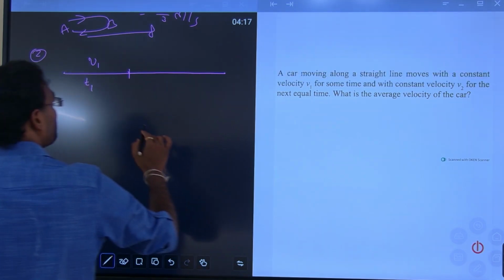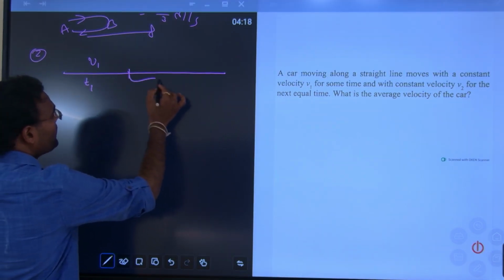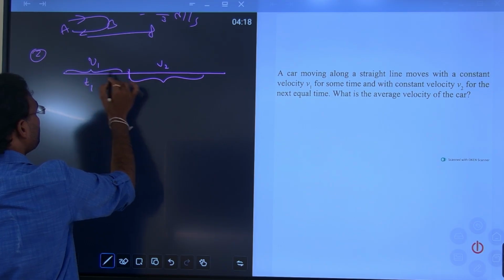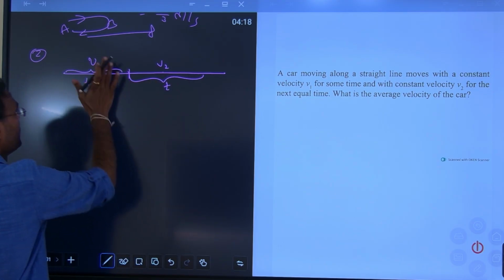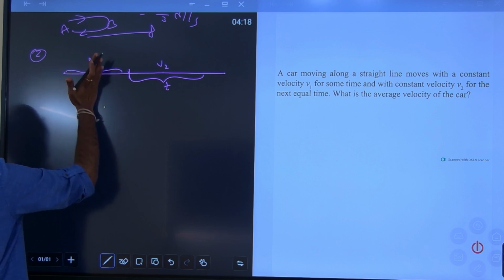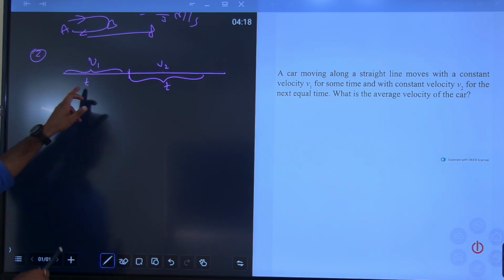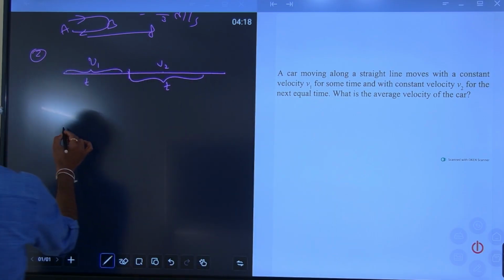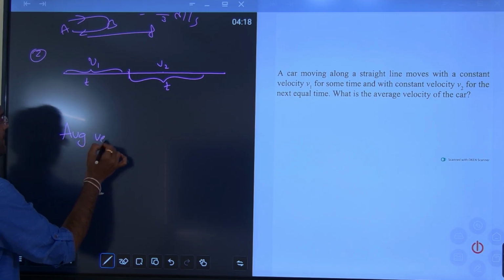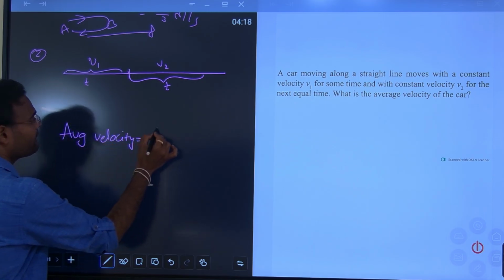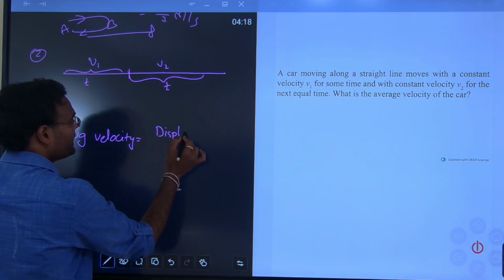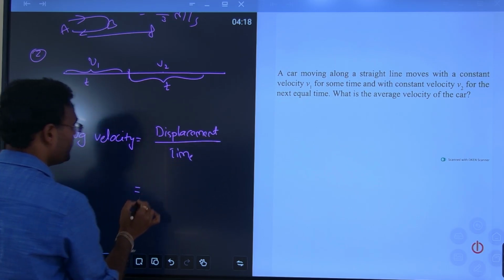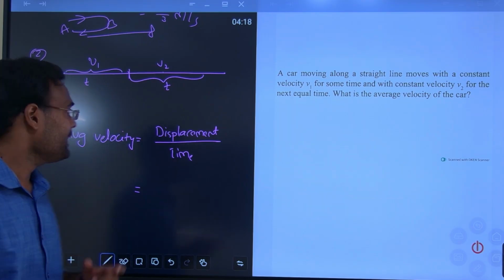So here you must consider it travels from here to here with the velocity of v1, and here to here with the velocity of v2, but the time interval remains the same in equal time. Then they are asking us what will be the average velocity. Now average velocity is again displacement traveled by time taken. Here, can I say displacement?